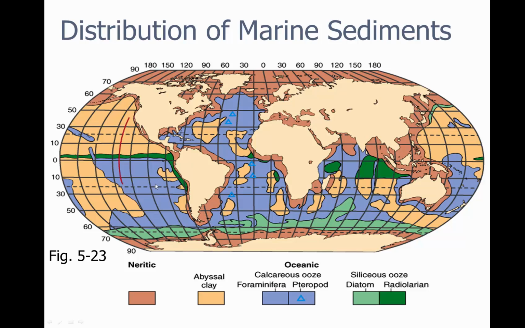Distribution of marine sediments. Here's that larger picture I told you about. Understanding that even when the abyssal clay is out there, we do get calcareous oozes if the altitude of the seamounts or the mid-ocean ridges is less than 4,500 meters. We also get terrigenous materials as well as hydrogenous materials out there. So we do get mixtures of all of them.